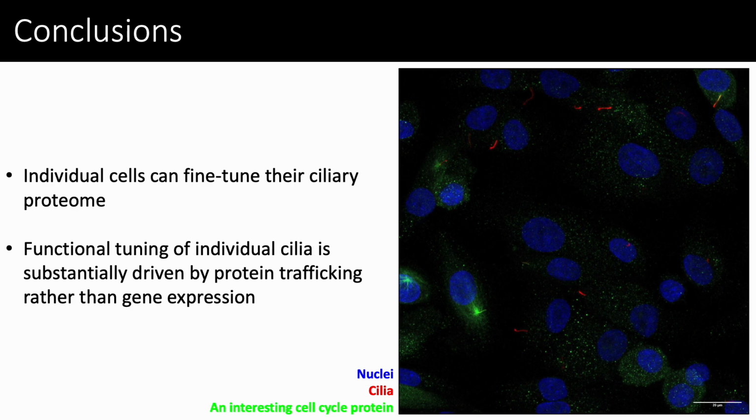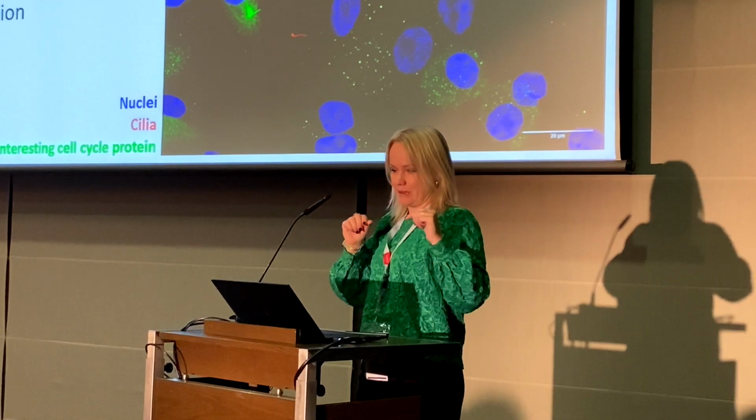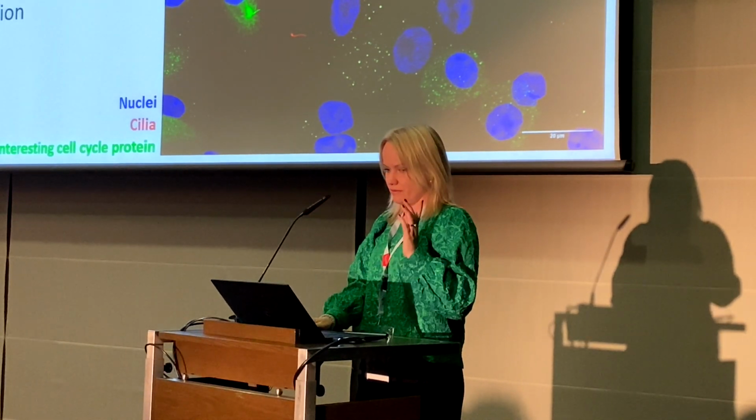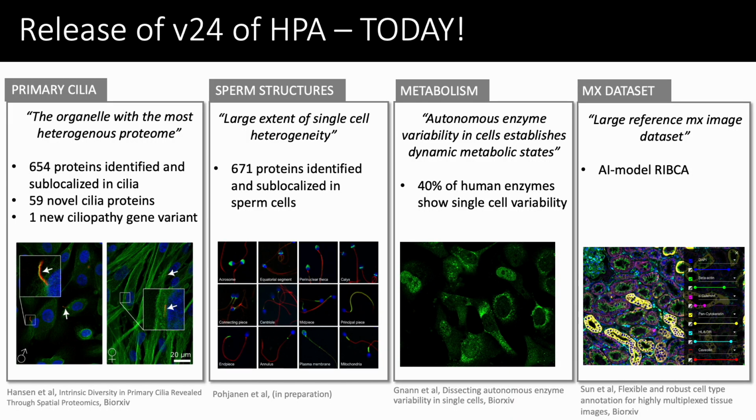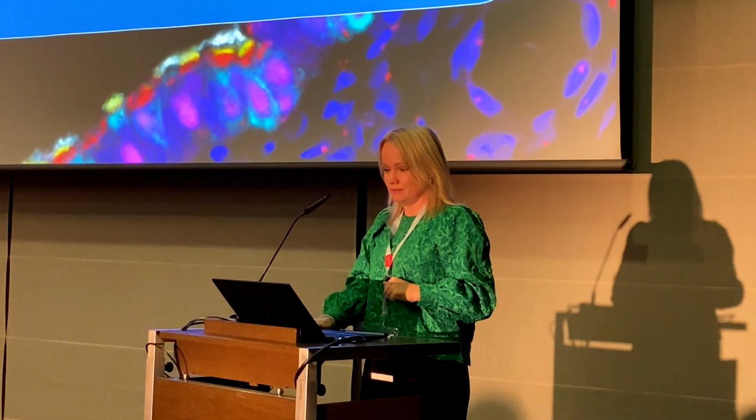And it seems like cell types have highly adapted the proteins that they have on their cilia to suit their purpose. So altogether, we have the primary cilia of the sperm. Matthias showed this already, metabolism, and then also the multiplex image data set that Cecilia showed you that also are lab produced. So with that, I would like to hand over to Maria.